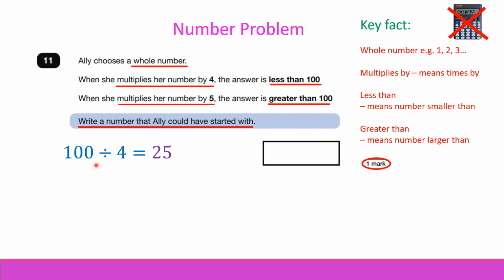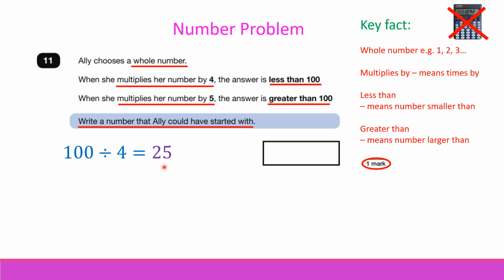So if I start off with 100 and divide it by 4, that gives me a good starting point. Now to divide by 4 in your head, the easiest way to do it is to halve the number and then halve it again. So a half of 100 is 50, half of 50 is 25, which is why 100 divided by 4 is 25.